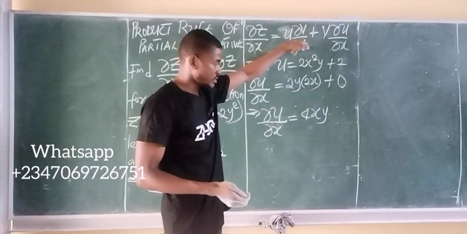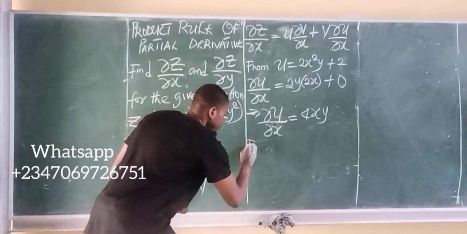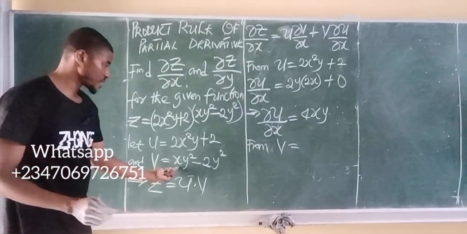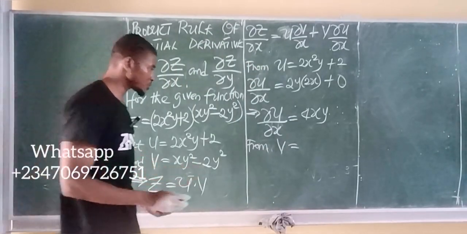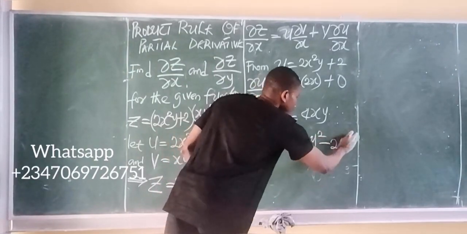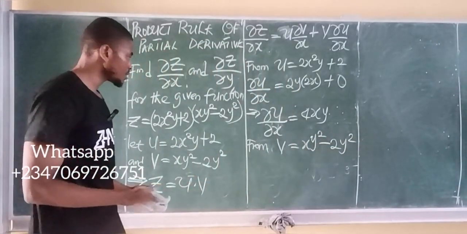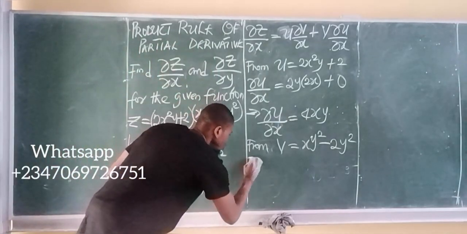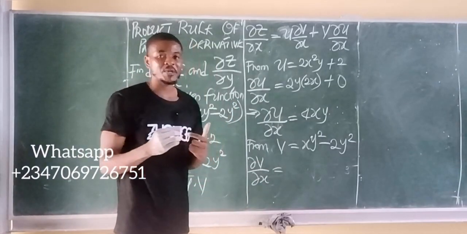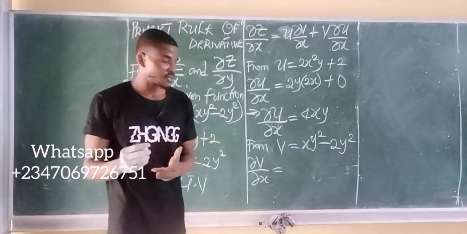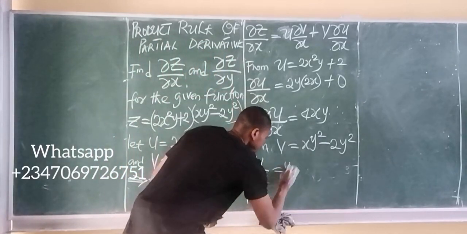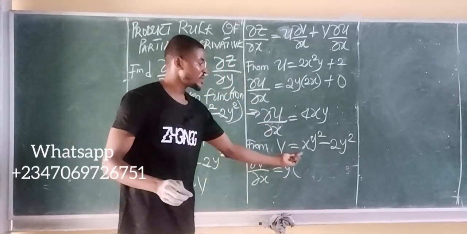Partial v partial x. So I also recall from v, we said let v be simply xy squared minus 2y squared. Okay, equal to xy squared minus 2y squared. So I differentiate v also partially with respect to only x. So which means I'm keeping all the y variables as what? Constants. Here I have x attached to y squared, so simply treat y squared as a constant, so you keep it aside, differentiating only x.